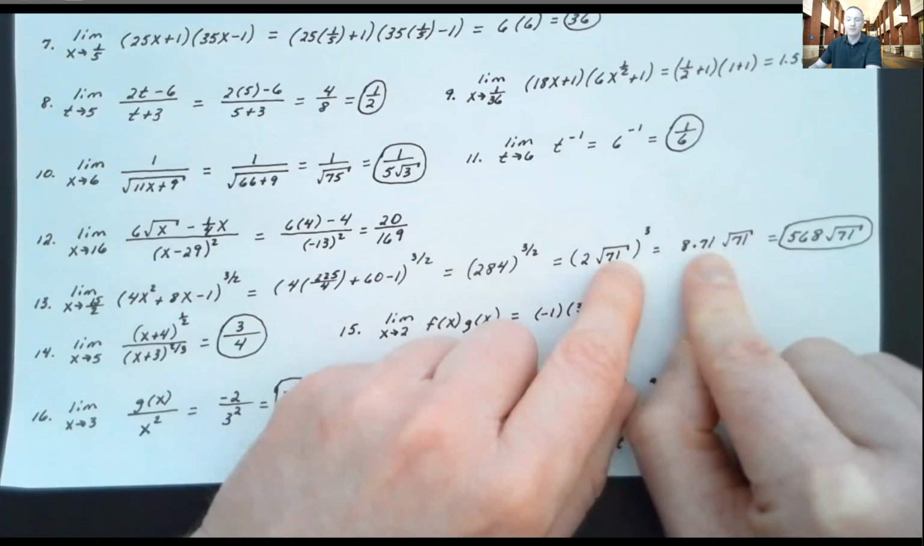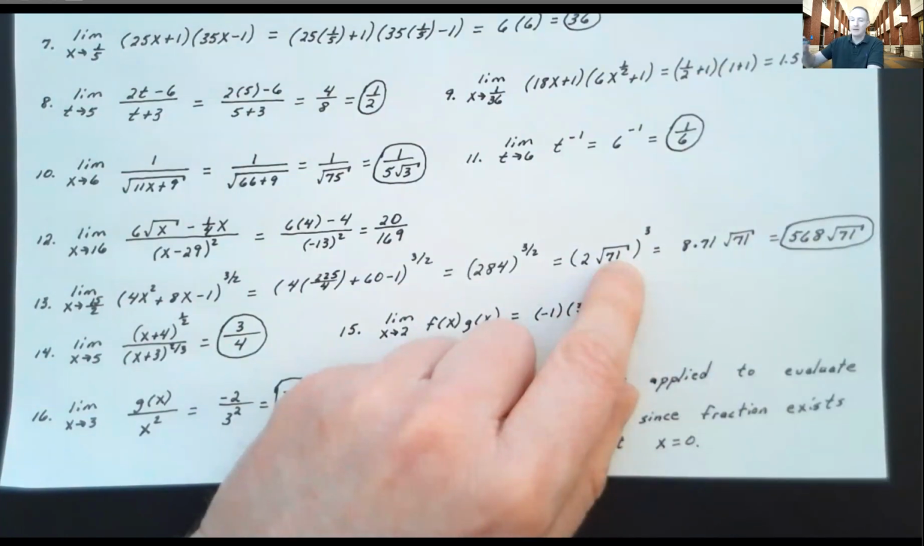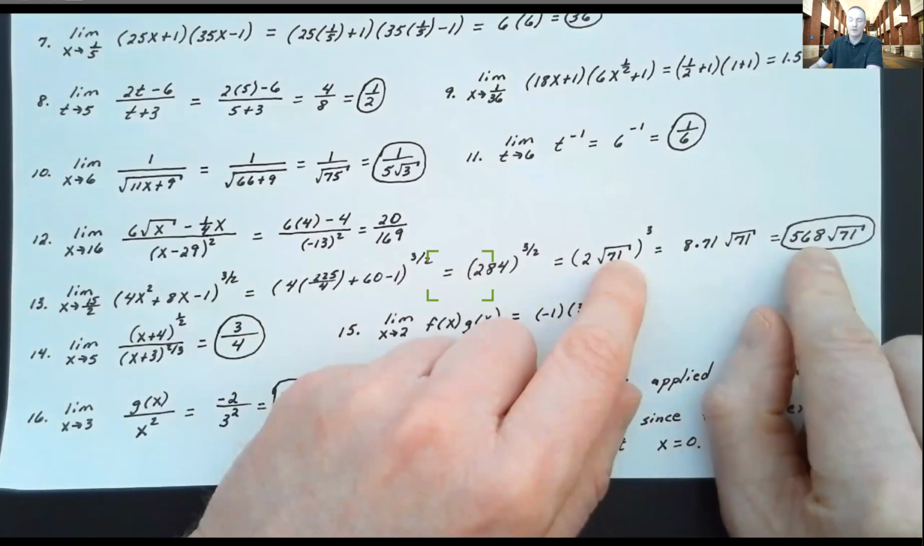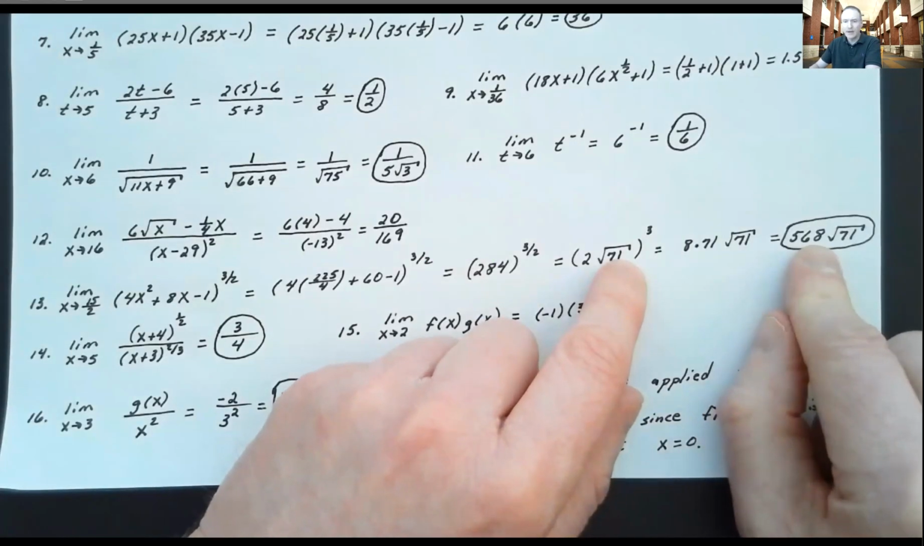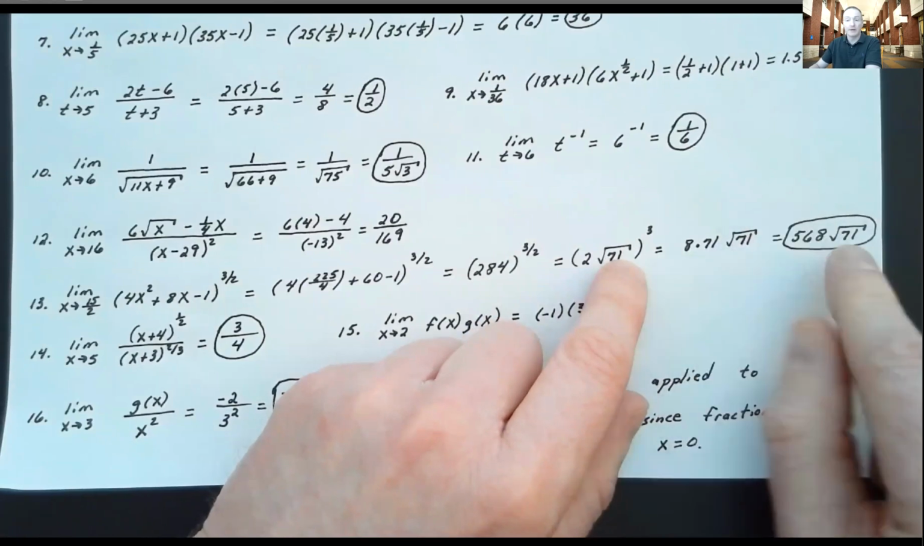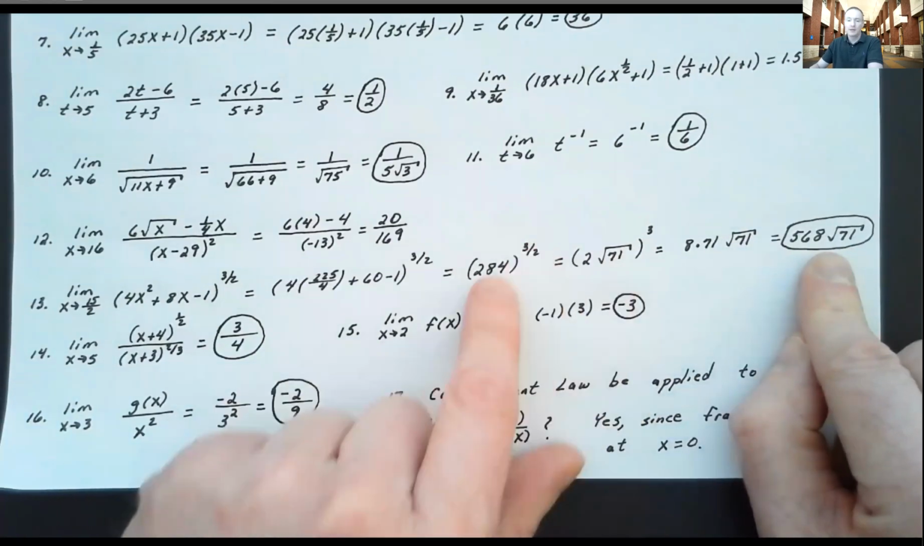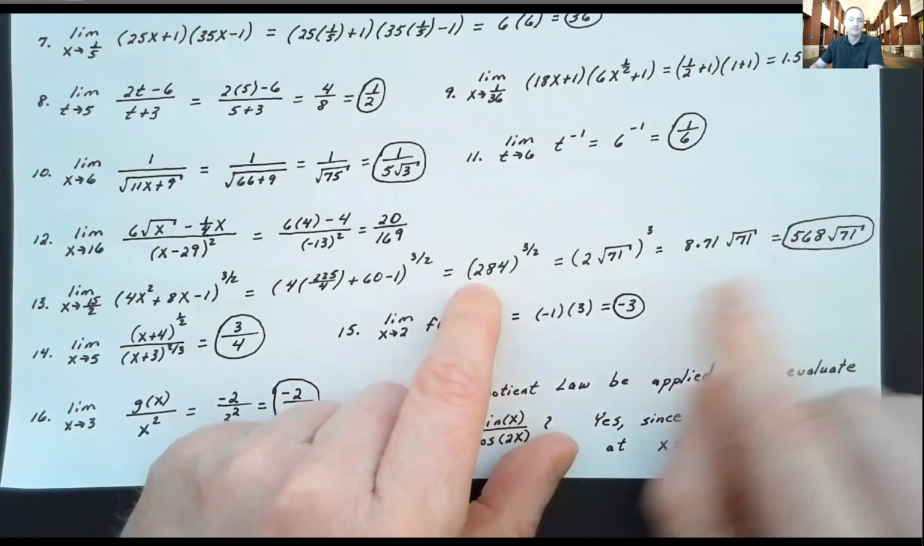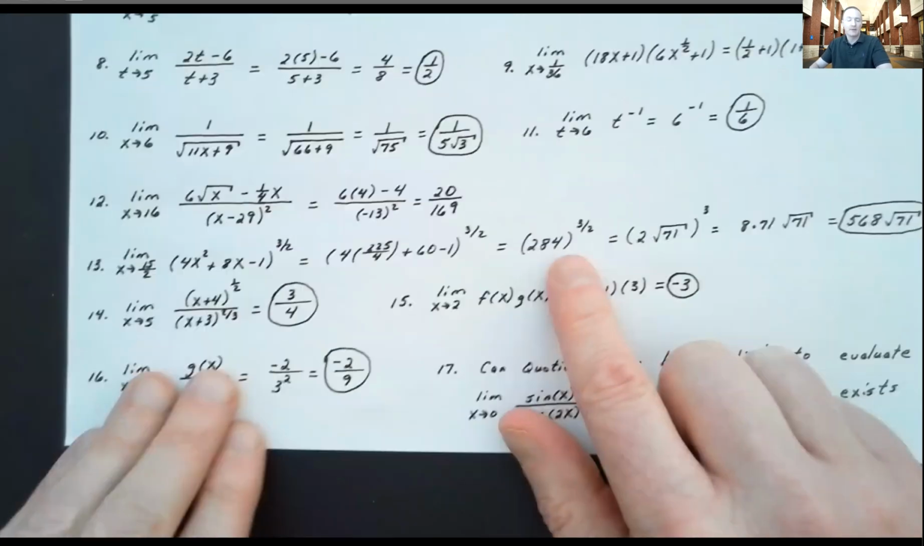8 times 71 simplified to be 568. Then I have my final answer there, 568 on that square root of 71. So now I can say, okay, final answer. And that answer is gorgeous. This answer would be, but I bet Achieve would accept it.